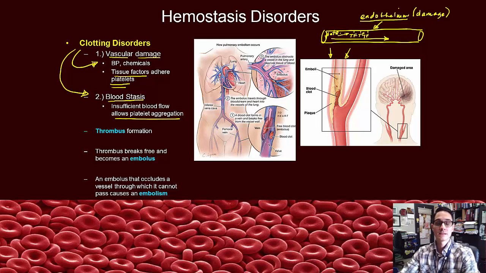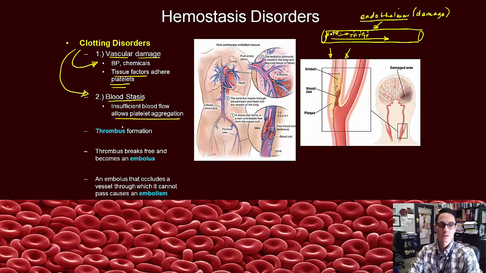So if we have insufficient blood flow through a vessel, platelets can start sticking together, which is not good. This is one of the reasons why, if you take a flight and you're on the plane for an extended period of time, they always encourage you to get up and walk around a little bit. That helps circulate blood, especially through the lower extremities. The legs and calves are very susceptible to clotting disorders of blood stasis, because blood likes to sit and pool in the lower extremities because it's the furthest away from the heart. It's got to work the hardest against gravity to get back to the heart, okay?